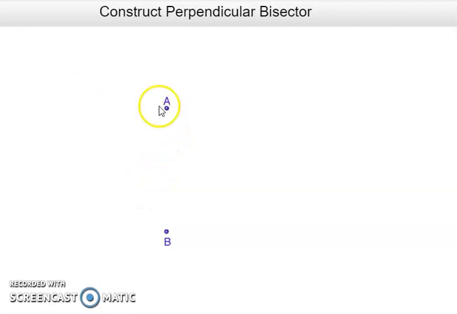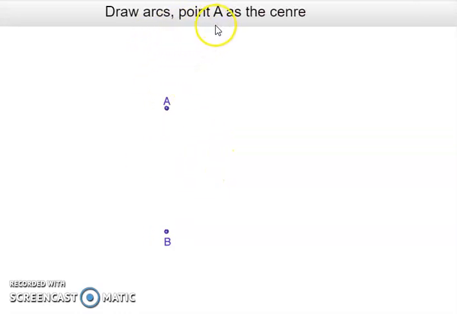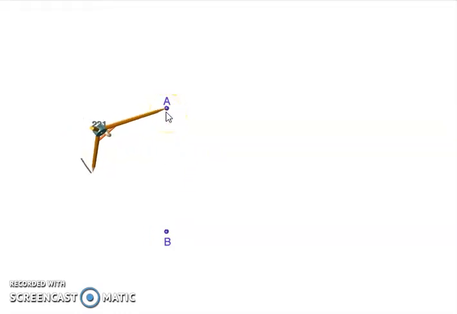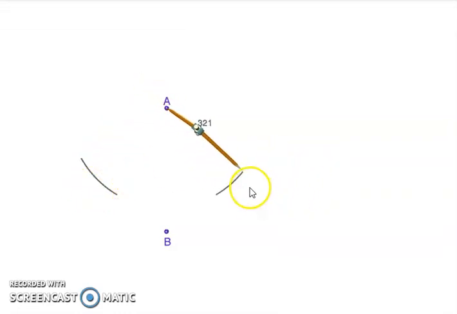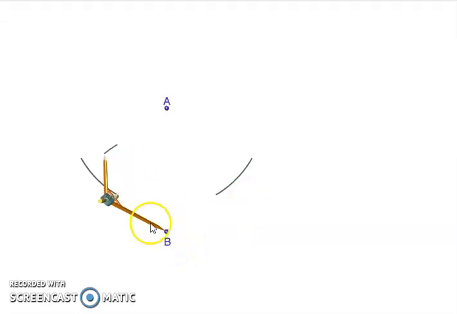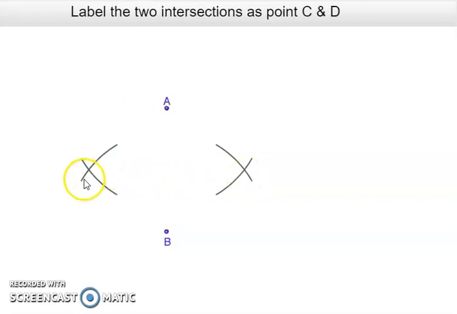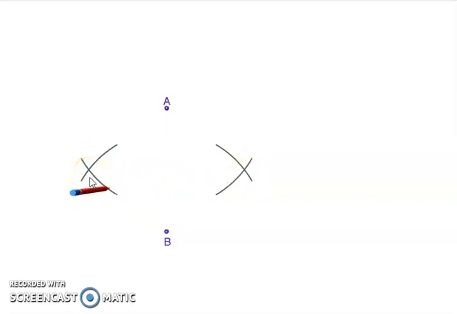We'll see how it goes. Next, draw arcs with point A as the center first, at the top and then the bottom one here. Next, we repeat the same and make point B the center. We draw an arc here and then another arc here. So we can label these 2 intersections as point C and point D.